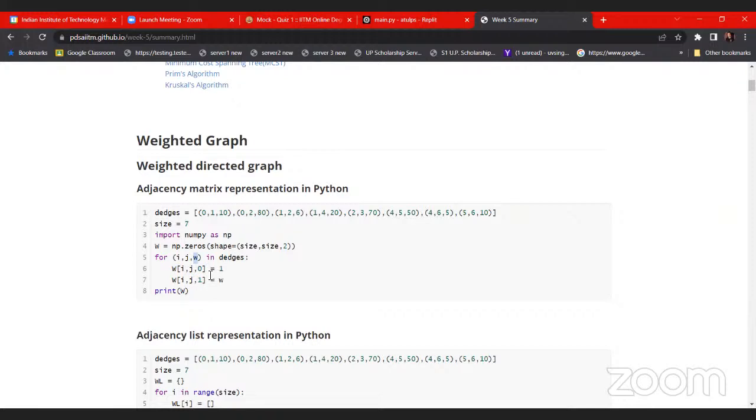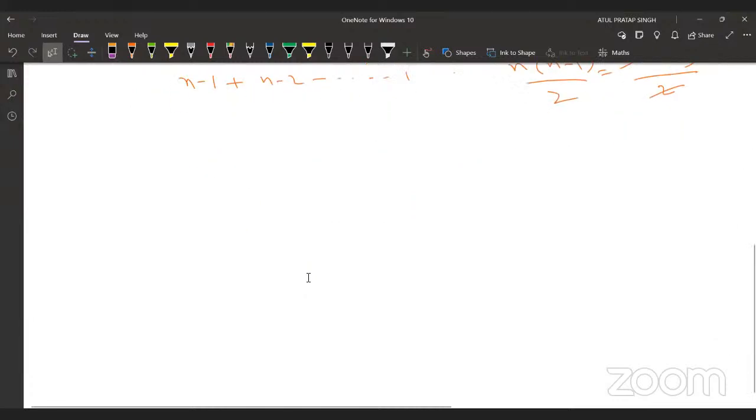Sir, can you repeat line number 4? What is the significance of 2 here? The significance of two is that at every place we are storing two values, at each row and column combination.